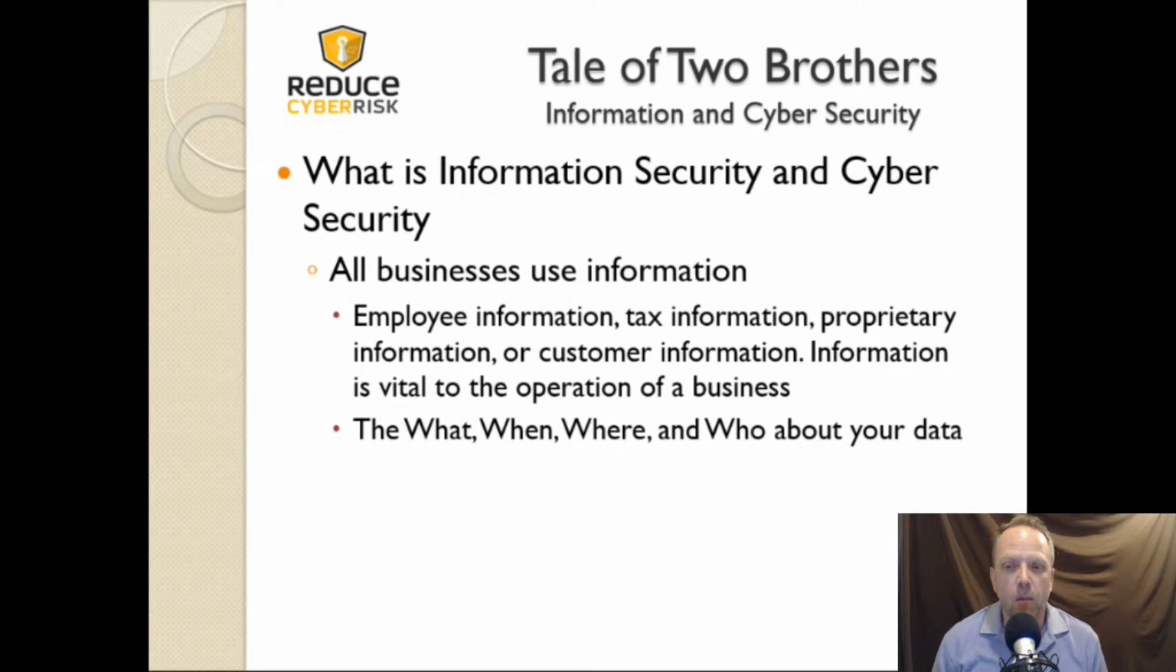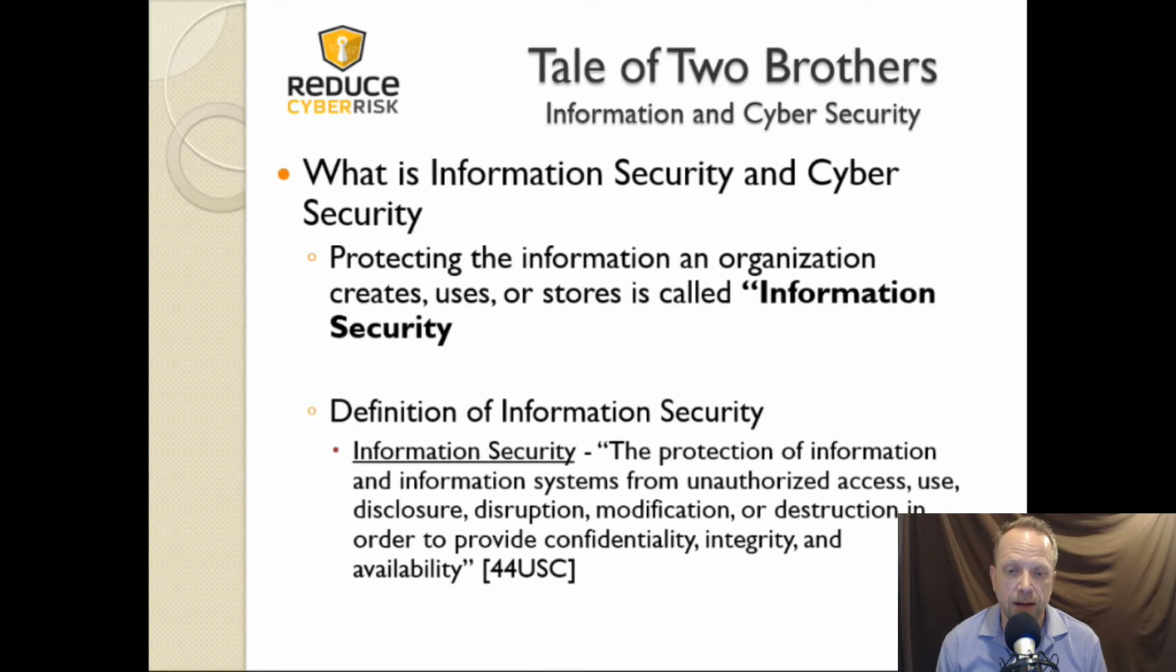Okay, so I'm going to talk about the definition of it. Protecting the information an organization creates, uses, or stores is called information security. That's what it's about. All the information that you create, use, or store is the overall broad brush of information security. Now, a definition that the U.S. government has come up with is the protection of information and information systems. The key word is systems. It's not just the information, but also the systems that the information sits in, from unauthorized access, use, disclosure, disruption, modification, or destruction in order to provide confidentiality, integrity, and availability.